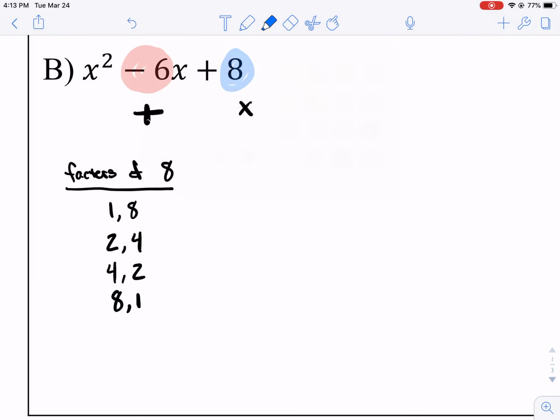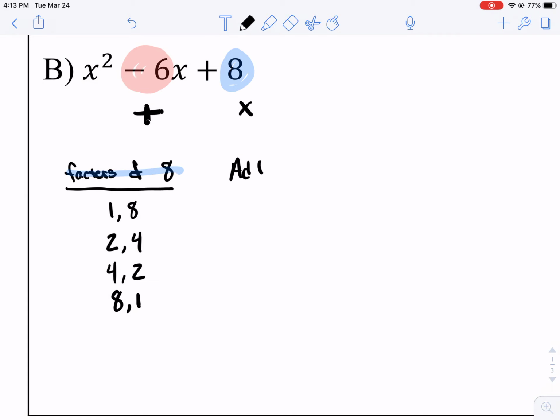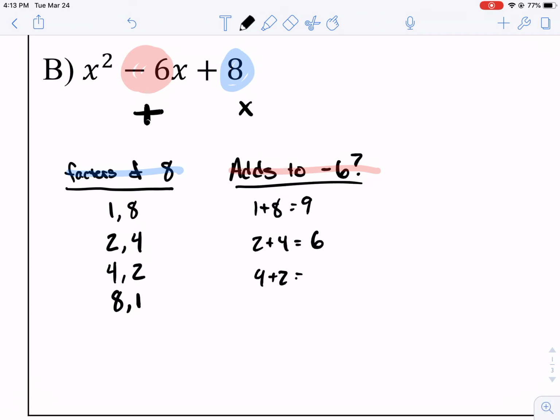Now that we've got our factors of 8, we want to find what adds to -6. Well, 1 plus 8 is 9, 2 plus 4 is 6, 4 plus 2 is 6, and 8 plus 1 is 9. Oh no, we're stuck. Why is that? Oh, that's because we've only listed half of the factors of 8.